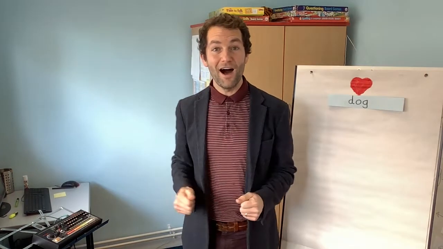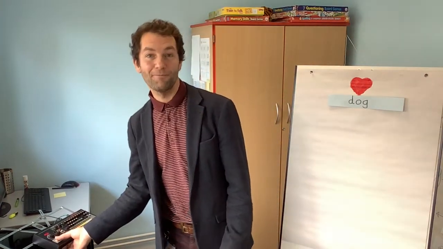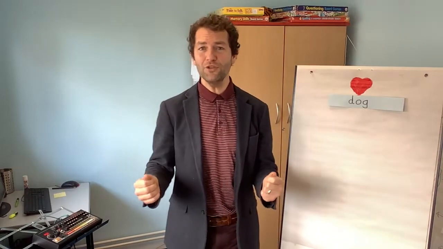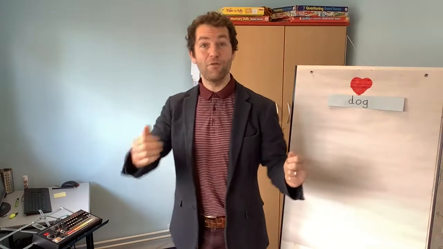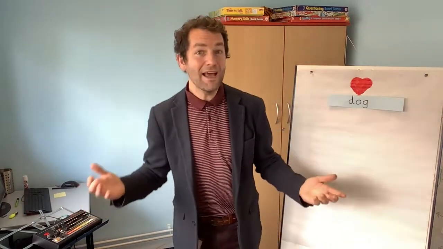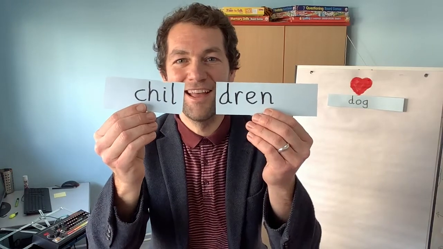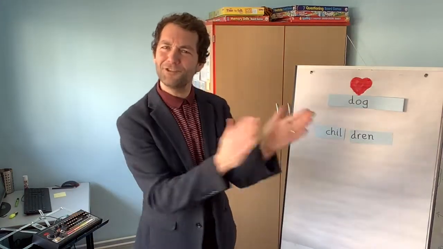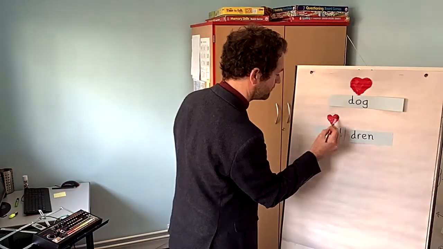Right. We are ready for our second word. Drummer, off we go. Okay, our next word is, have a listen, children. Everyone clap it, children. Everyone slap it, children. Everyone stamp it, children. Everyone jump it, children. How many syllables, children? Let's jump again. And when a word has two syllables, you only need to worry about spelling each syllable. One, two. Two heartbeats in children.